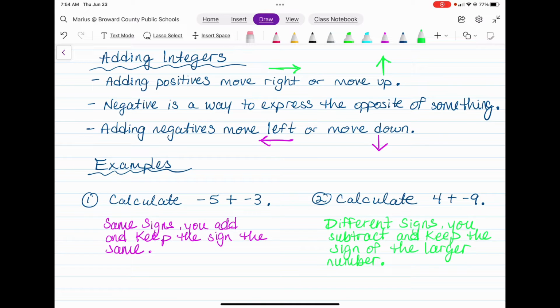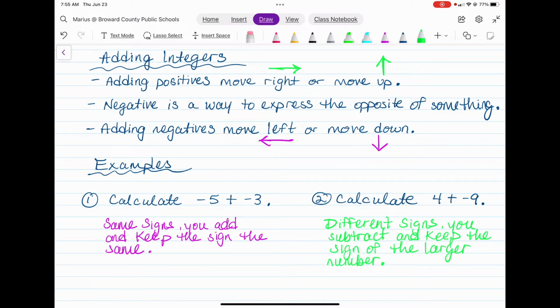Today's lesson, we're going to discuss adding integers. And just in case you forgot what integers are: positive and negative whole numbers. So they're just whole numbers like 1, 2, 3, 4, 5, 6. And they could also have negative signs in front of them. So -1, -2, -3, -4, -5, -6.